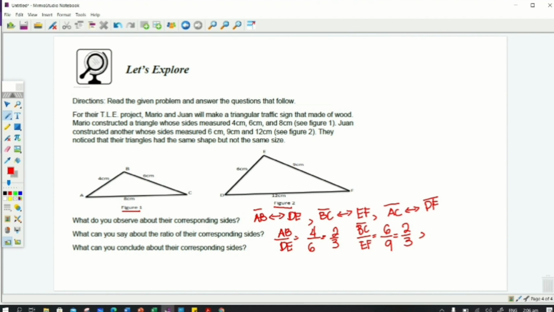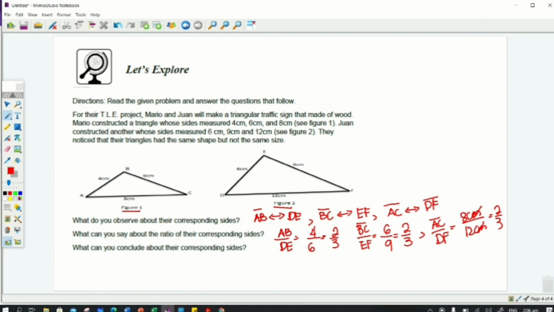Next, we have segment AC over segment DF. Segment AC measures 8 cm over the measure of DF, which is 12 cm. The units are cancelled out, so 8 over 12. What is the ratio in lowest terms of 8 over 12? The answer is also 2/3. So, the ratio of the corresponding sides is 2/3.